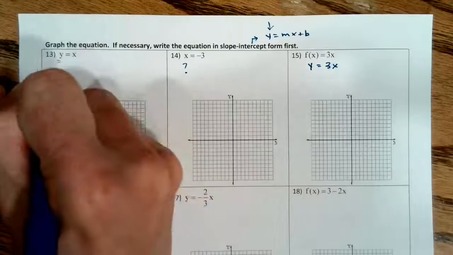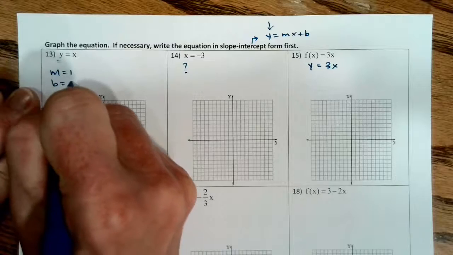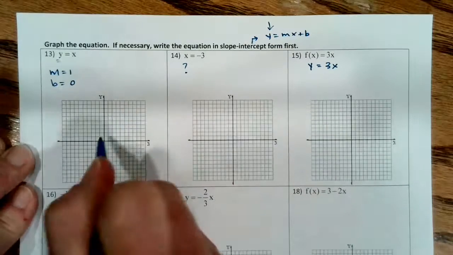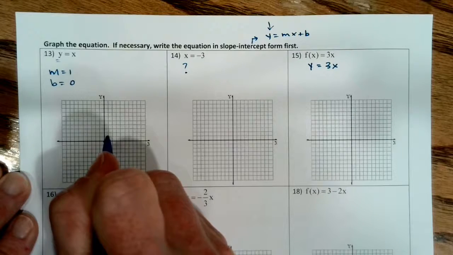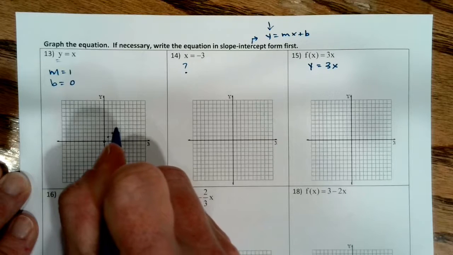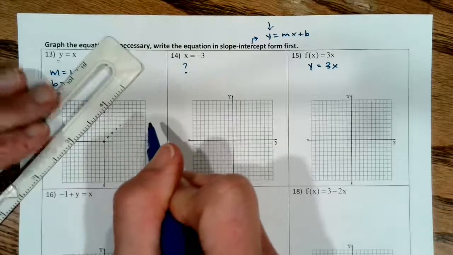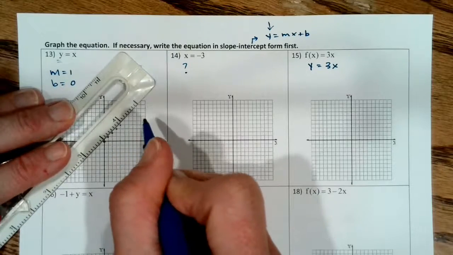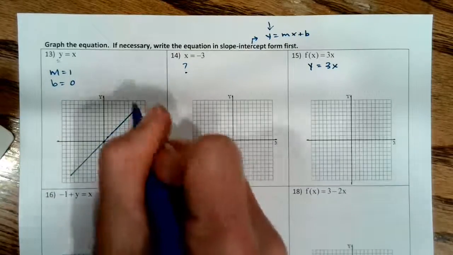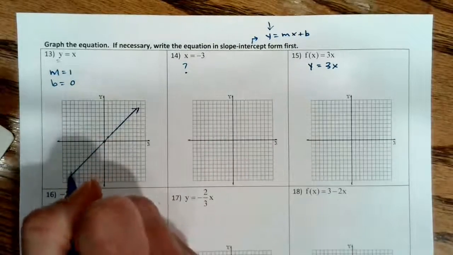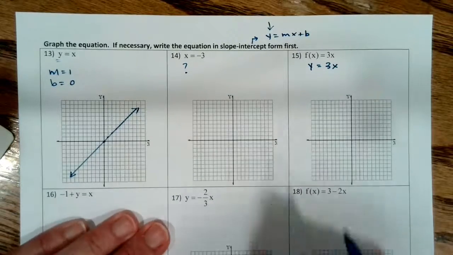For this one, my slope is equal to 1 and my intercept is equal to 0. I start at my intercept and I count a rise and a run of 1 to 1. All I need to do now is get my straight edge and connect my integer coordinates. Remember, arrows as endpoints and a nice bold line across the entire coordinate plane.